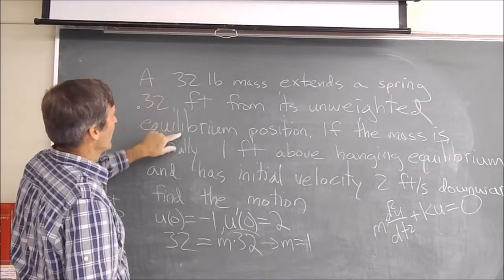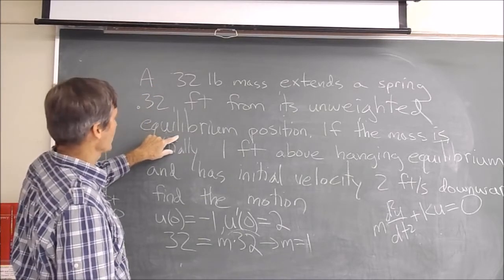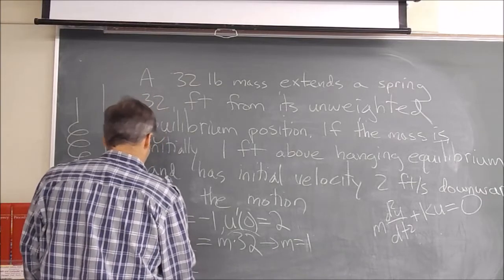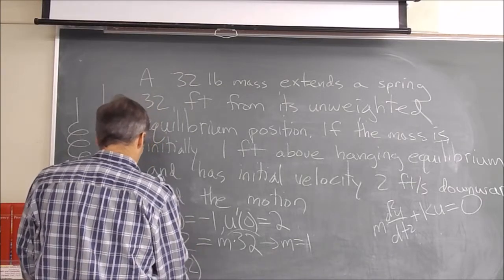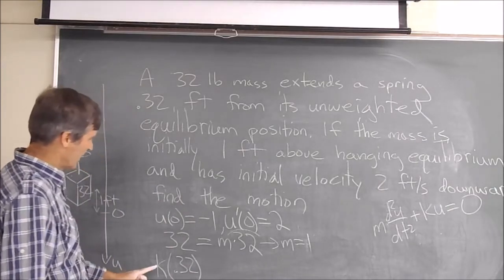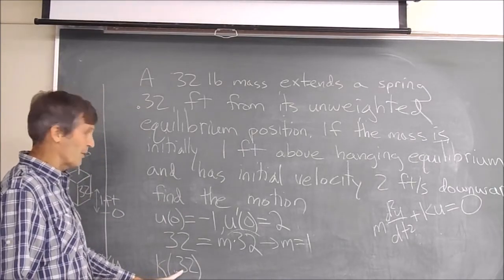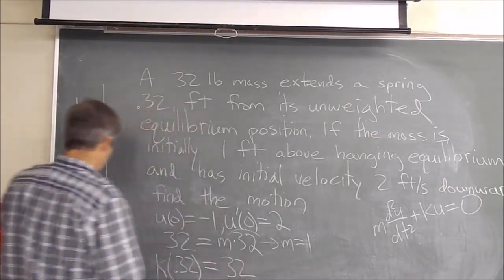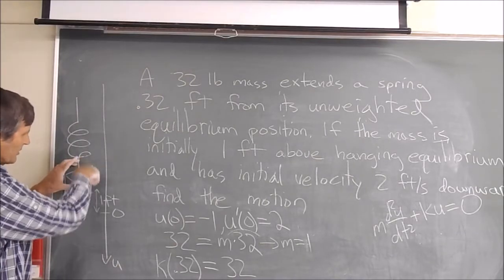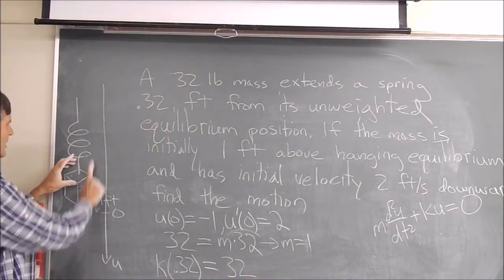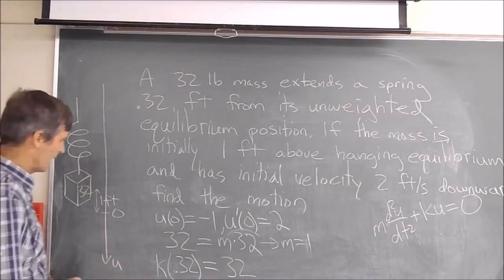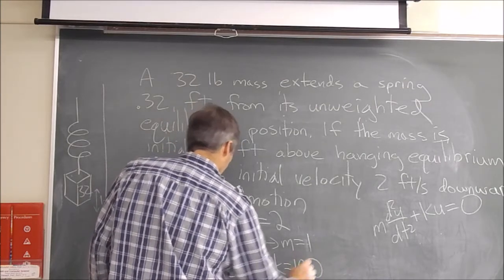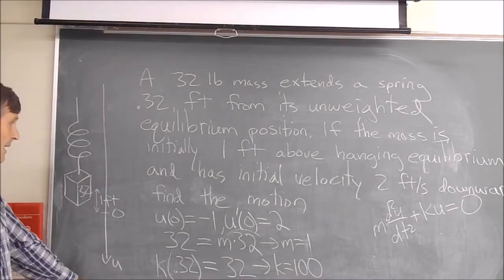Now we also know that if we hang it on the end of the spring, it extends the spring 0.32 feet. So we say 0.32 feet, the extension, times the spring constant K. It's a Hooke's law spring, we're assuming. K times 0.32 is the force of the spring. Is that exactly balancing gravity? 32 pounds, the weight of the mass. So if we hang the spring like this, 32 pounds downward from gravity, that exactly balances K times the displacement that it did, 0.32. That tells us that K is 32 divided by 0.32, or K is 100. So we have M equals 1, K equals 100.